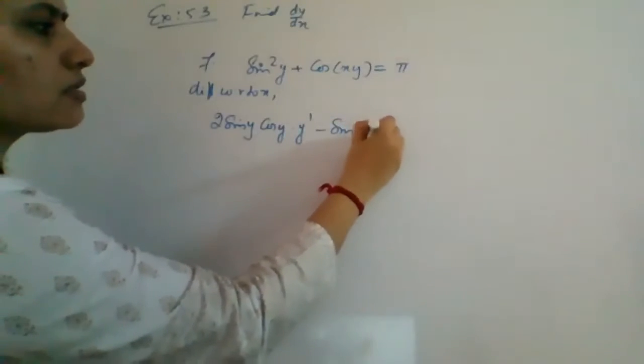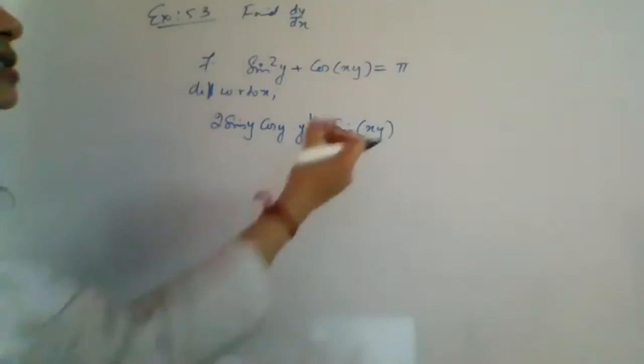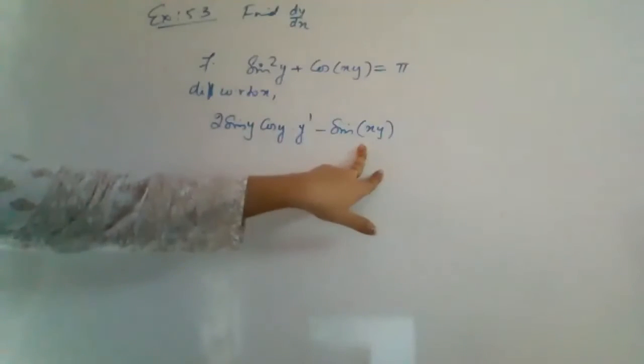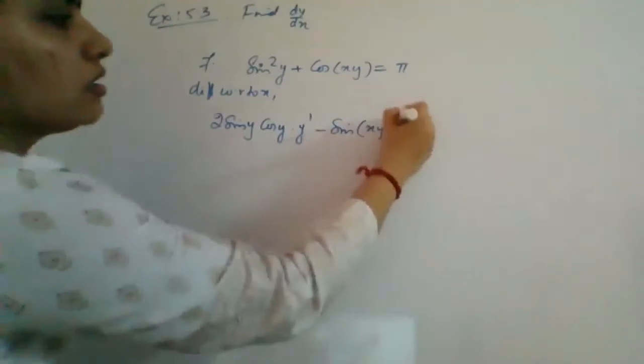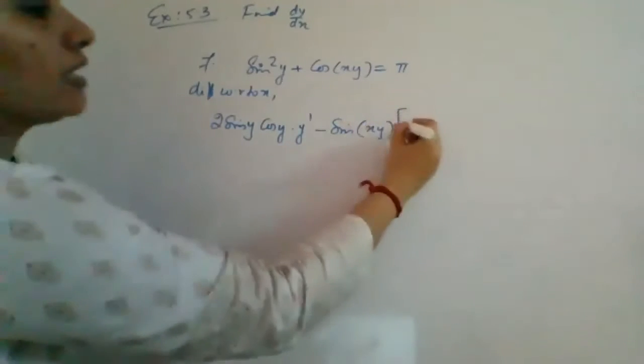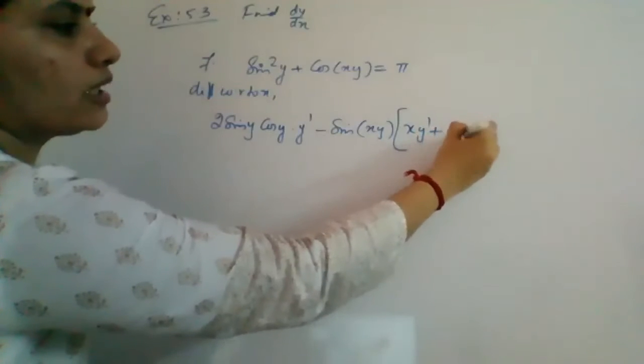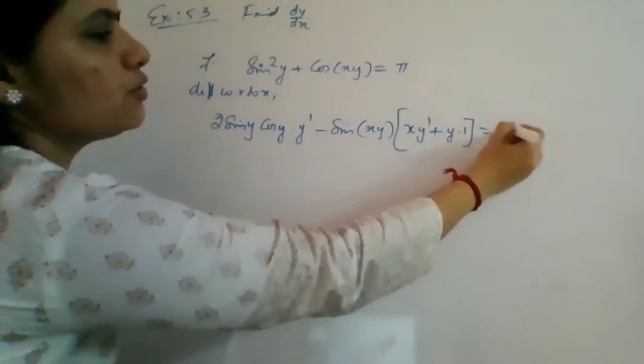So I will write first minus sine of. Now since the angle is not x, you have to differentiate it. Again, it is a product of 2. You have to differentiate using your product rule. The bracket x into y dash plus y into x dash. X dash is 1 here, equal to pi's derivative.